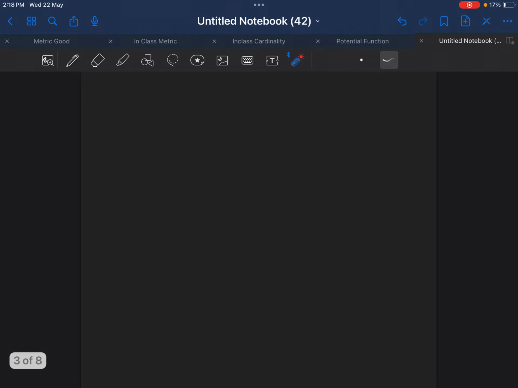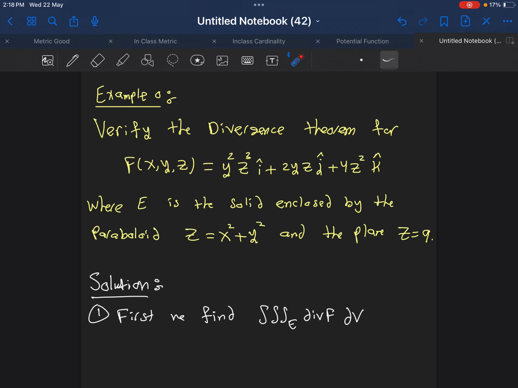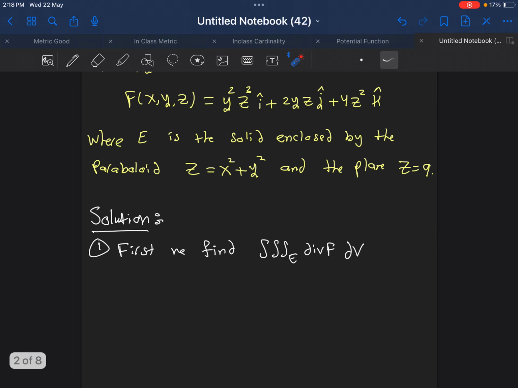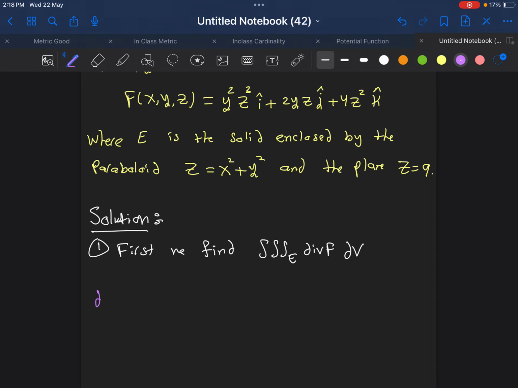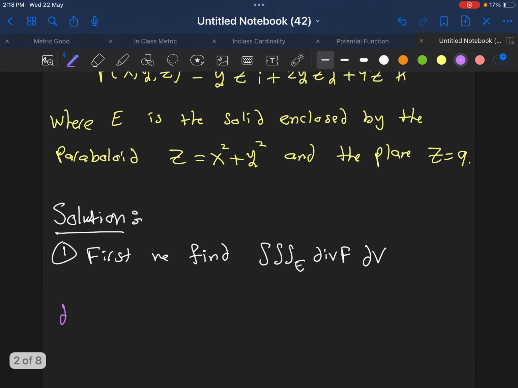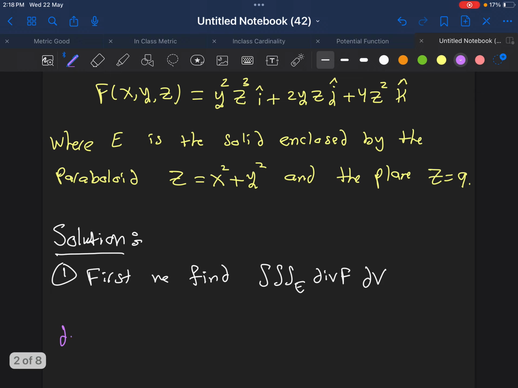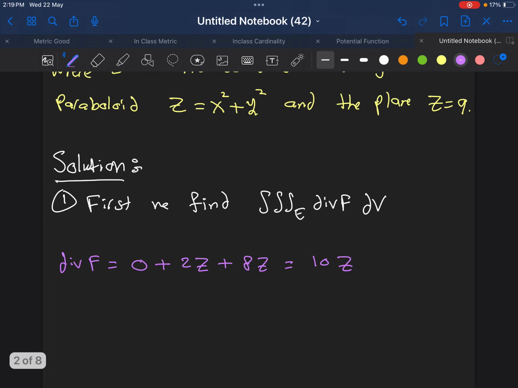This video will have a continuation in part 2 where we need to find the flux. So first I will find the triple integral for the divergence, and in order to do that, the first step is we need to find what the divergence is. The divergence of F: we take the derivative of the first component with respect to x, and that is 0. The derivative of the second component with respect to y is 2z. And finally, the component with respect to z is 8z. So the answer is 10z.